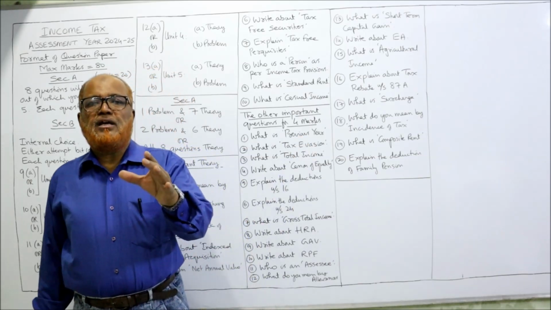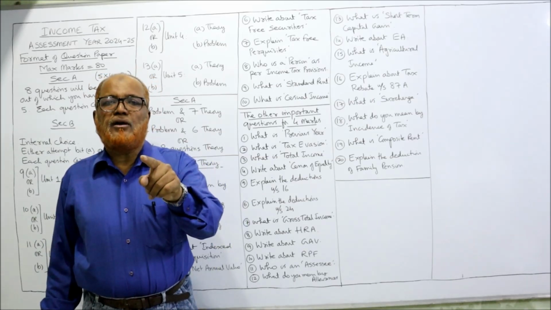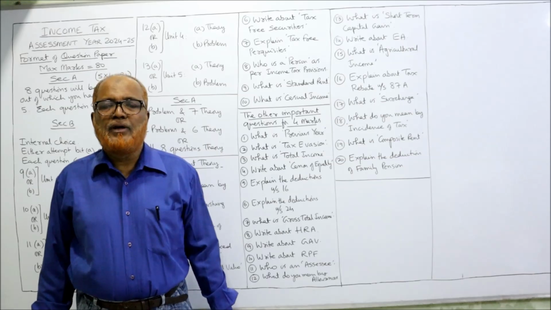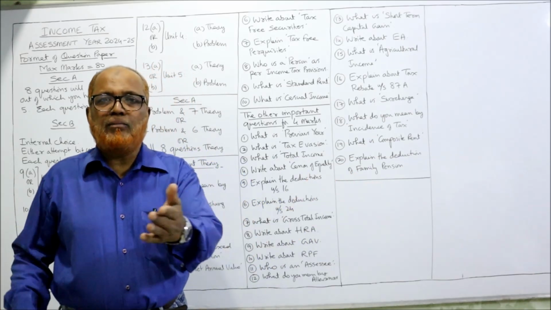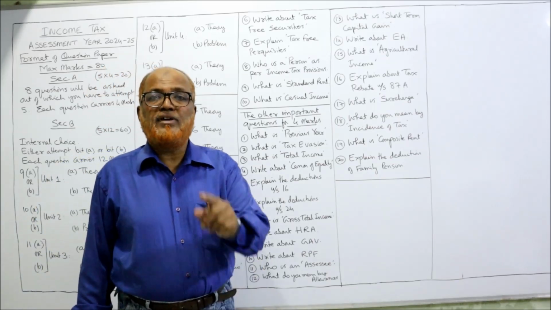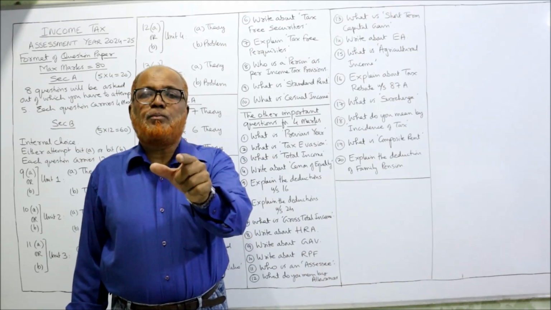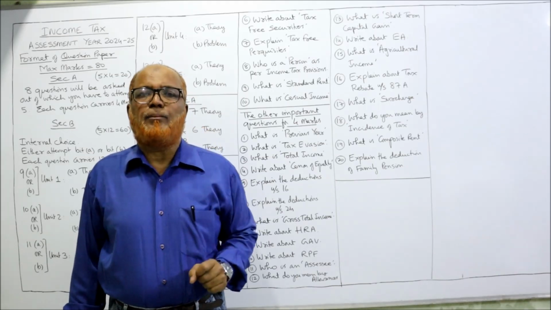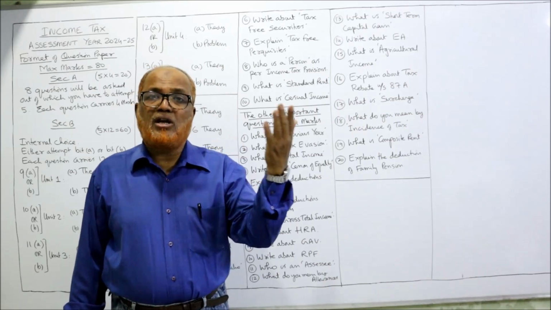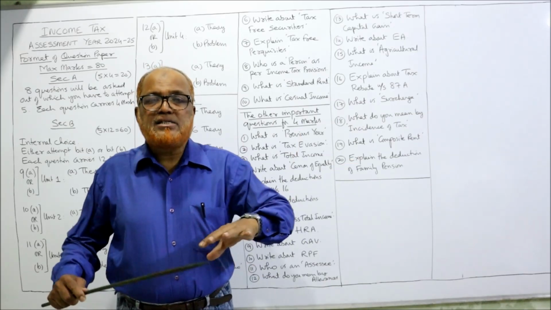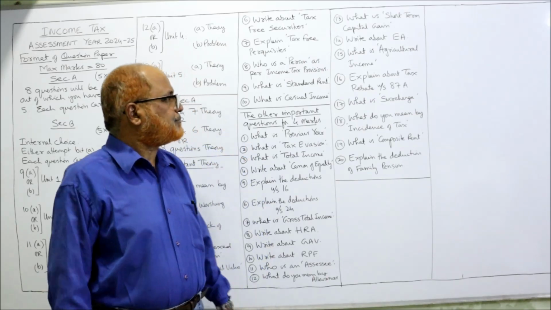Example, if the person is ordinarily resident in India, then he has to pay tax on global income. Whether he earned the income in India or abroad, he has to pay tax in India on the total income. If he is a non-resident, he has to pay tax only on Indian income. The foreign income is not liable to tax because he is a non-resident. The incidence of tax shows the scope of tax liability.